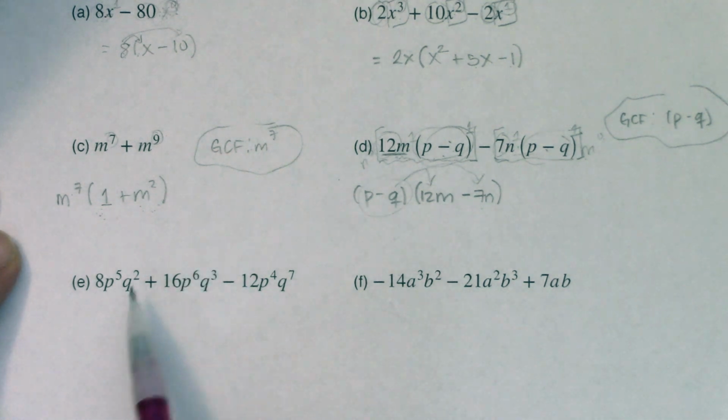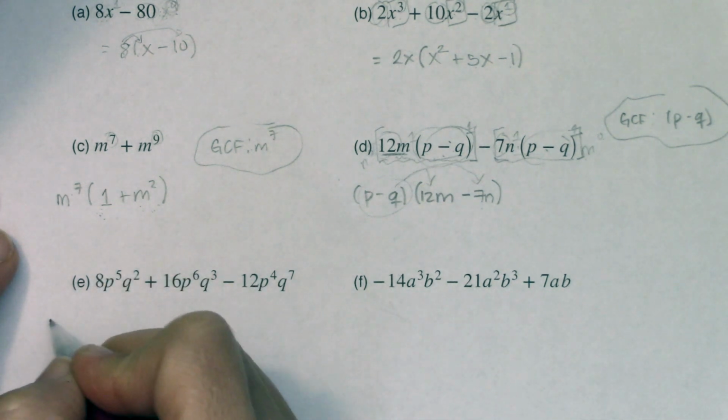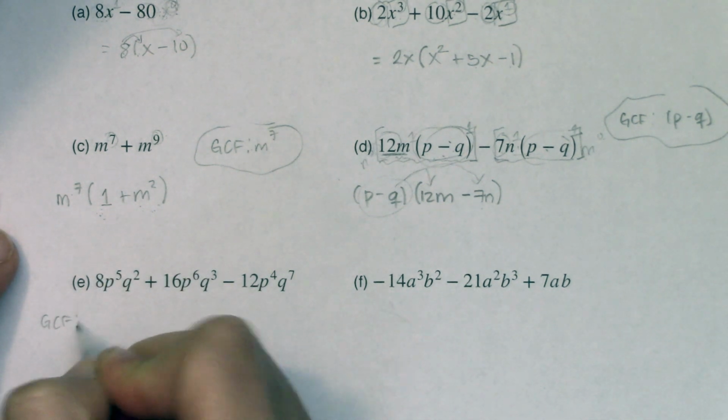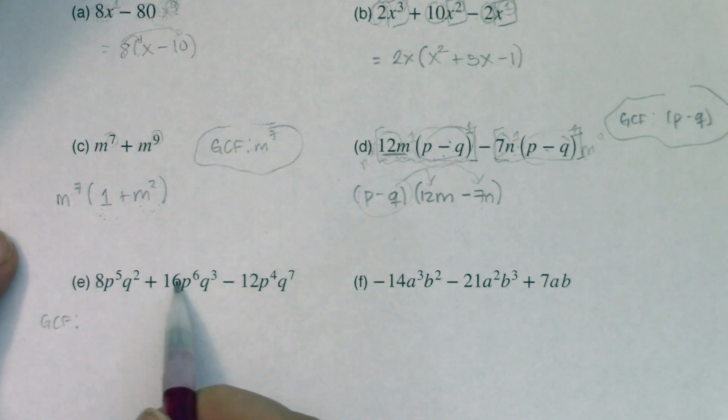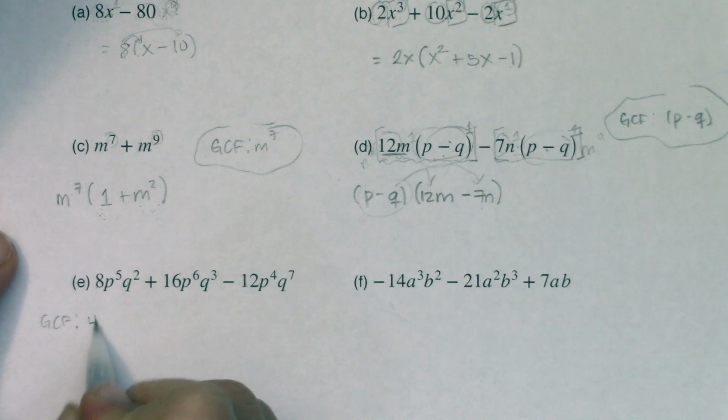So if I start to look at this, let's look at E. I've got 8, 16, and 12, right? So 8, 16, and 12. If I think about what the GCF between those three numbers would be, this is 4 times 2, 4 times 4, 4 times 3. So I have a 4 common to them.